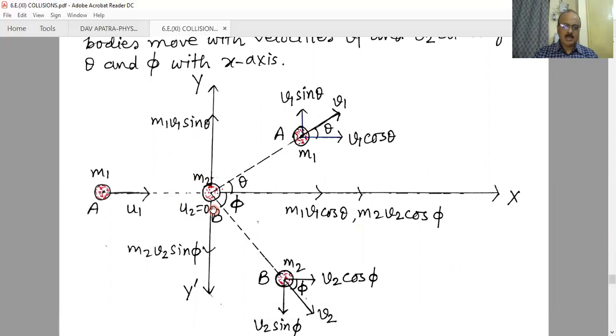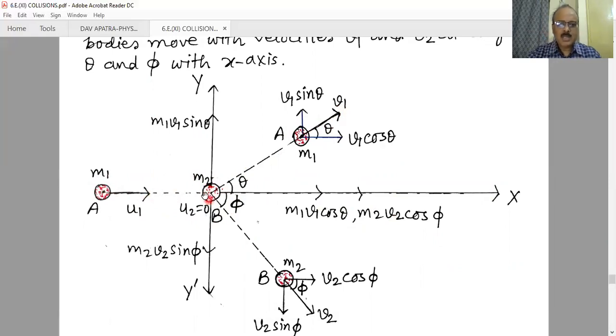We are considering that object B, whose mass is m2, was at rest, and it is known as the target object. Object A, mass m1 with velocity u1, is known as the projectile object, and it is moving towards the target object B, and the collision takes place. And we are taking the x-axis along the initial direction of the object A.